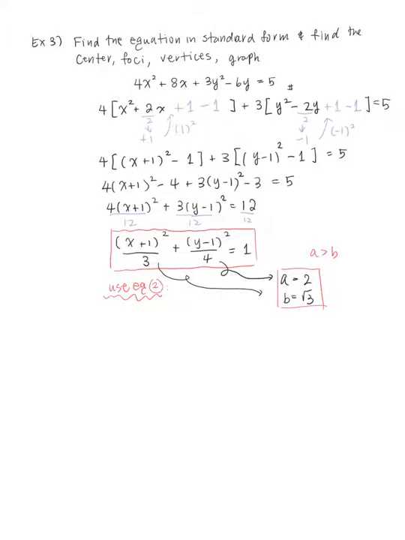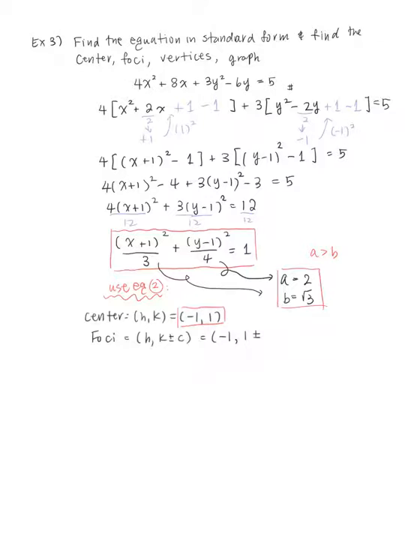So let's follow the formula. So the center is h comma k. So in this case, what do we get? Negative 1 comma 1. Next one is foci. h comma k plus or minus c. So in this case, what do we get? Negative 1 comma 1, and then plus or minus c, but we don't have c yet. So let's find the value of c.